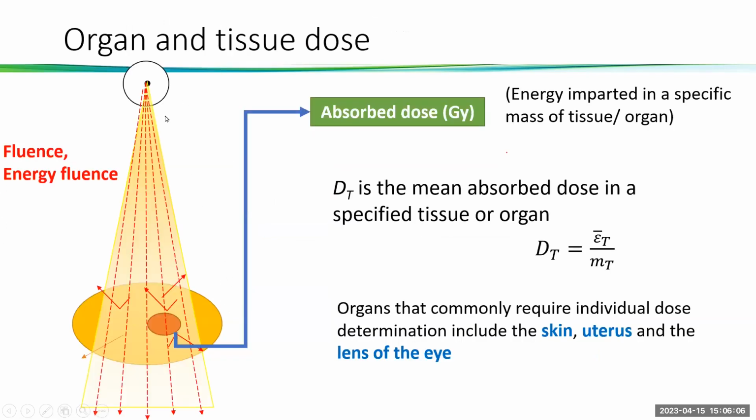So organ dose is when you have the X-ray coming in and that's your organ in there, and if there's a particular organ of interest, you can do this in a phantom, an anthropomorphic phantom, and put detectors in there and measure the absorbed dose. Organs that more commonly require individual dose determinations are skin, uterus, and lens of the eyes.